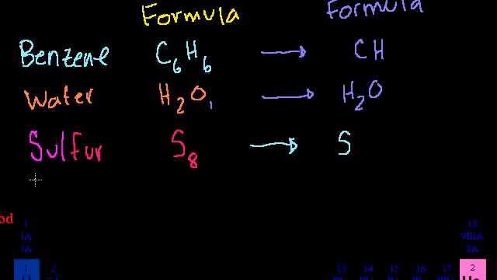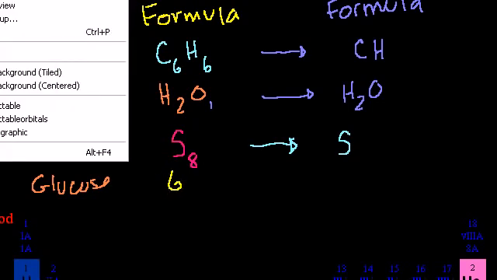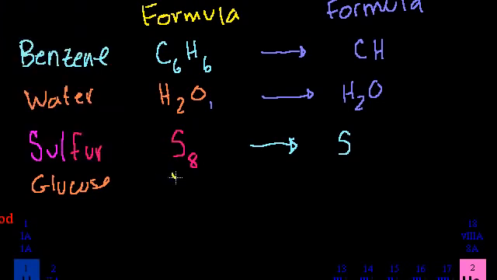Glucose. Let me pick a new color. Glucose. The molecular formula is C6H12O6. So for every 6 carbons, how many hydrogens and oxygens are there? For every 6 carbons, there are 12 hydrogens and 6 oxygens.